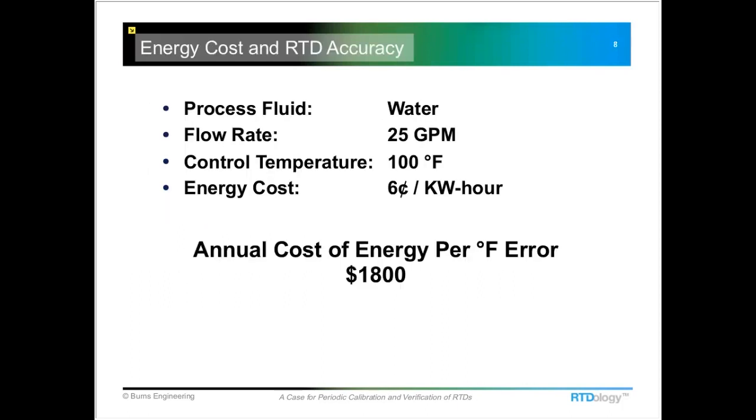Here's a little example. This is just heating water from a typical municipal supply up to 100 degrees Fahrenheit. If you're off by just 1 degree Fahrenheit over a year, it's $1,800. And that can add up pretty quickly if you've got several of these processes going. It's just an example of how it really pays to ensure that you have a good, accurate temperature measurement in your process.